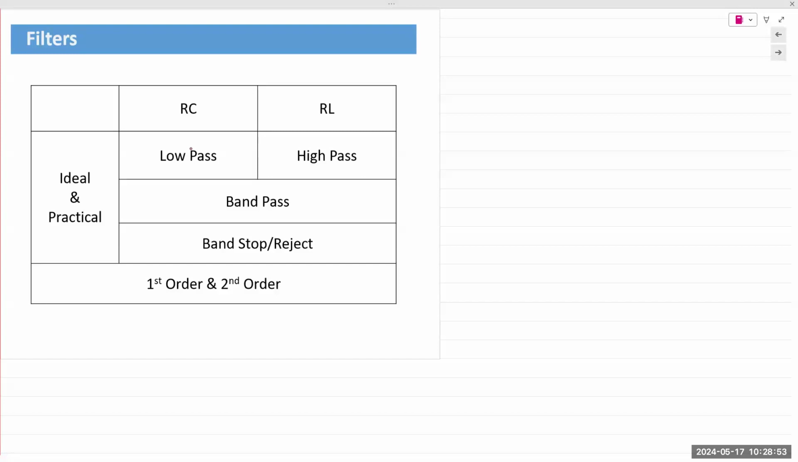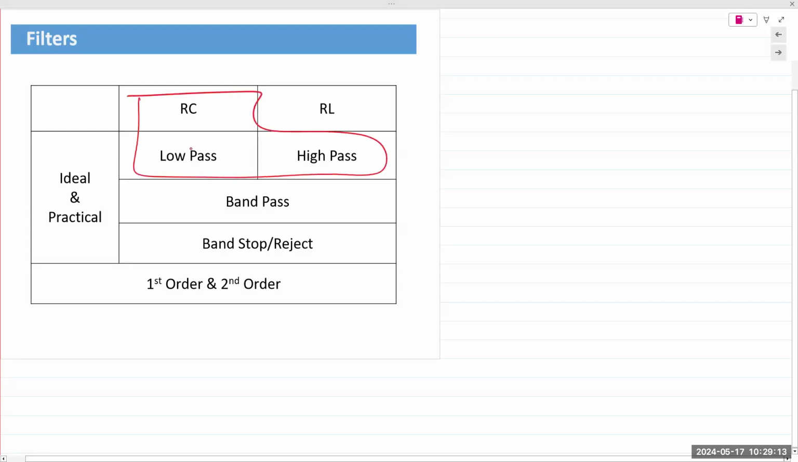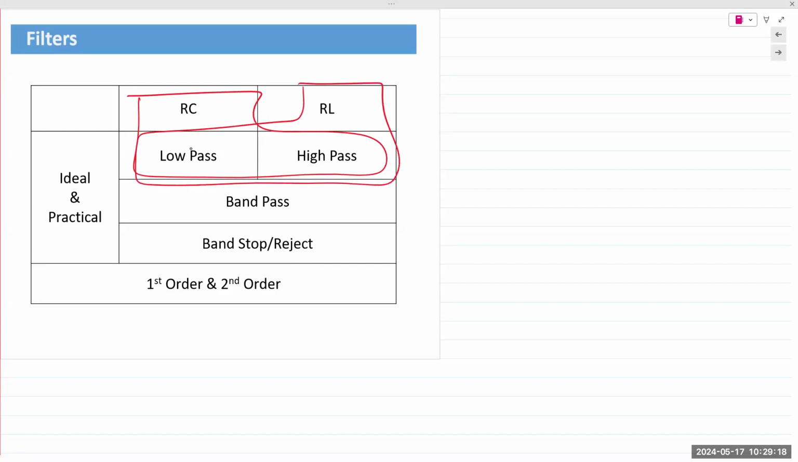Again, remember, we have all these frequency signals all around us. We want to filter some of them out, meaning something with a particular band of frequencies or low frequencies is either passed or blocked. And so based on that, we have RC low pass filters, high pass filters, and we have RL low pass and high pass filters. Then we have band pass and band stop filters.